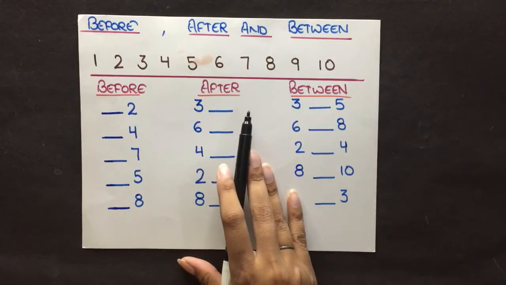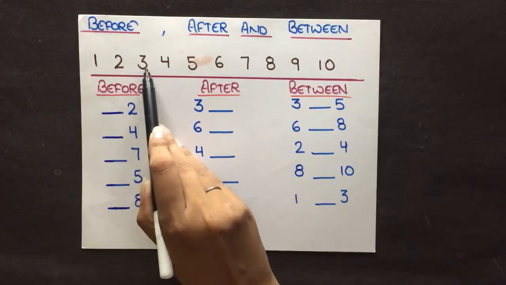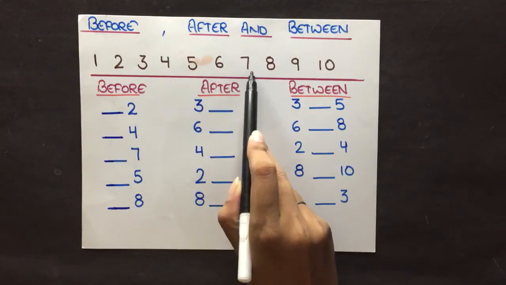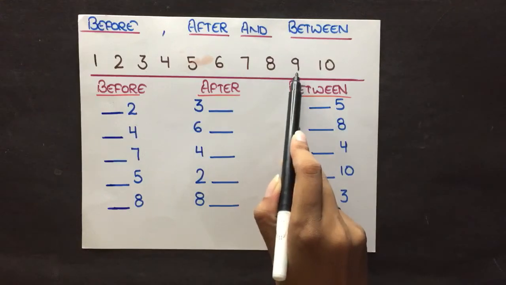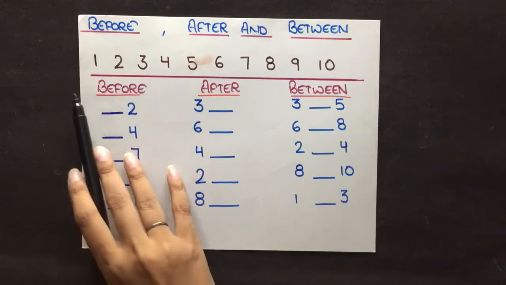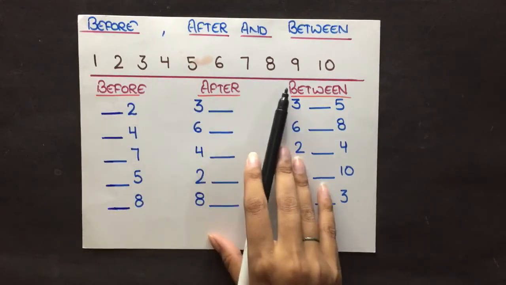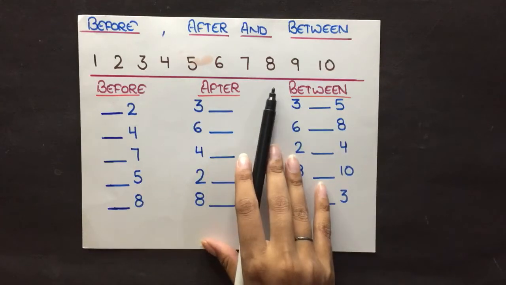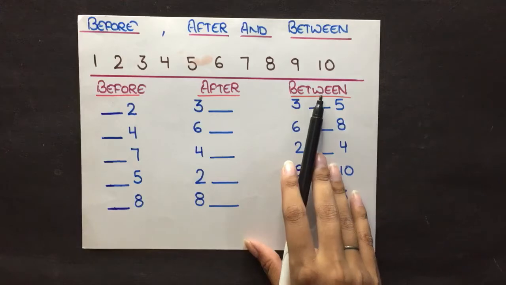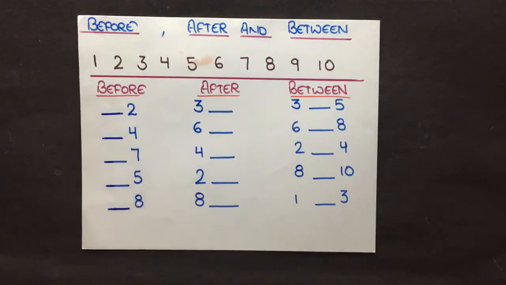First, count with me the numbers 1, 2, 3, 4, 5, 6, 7, 8, 9 and 10. Now before means backward, after means forward, between means in the middle. So first we will start with the before numbers.